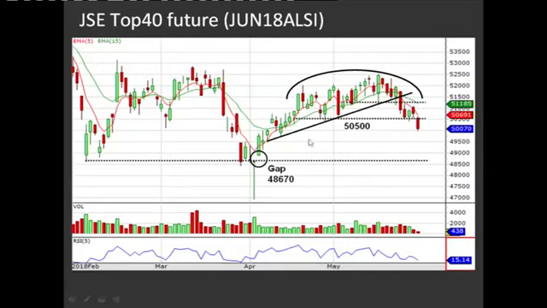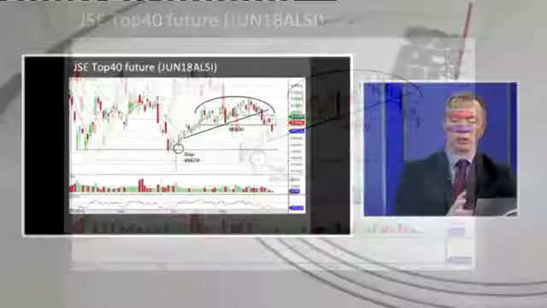Now, on this chart, there's a gap going back to the beginning of April at 48,670. I've highlighted it over there. If this market were to remain weak, it's a possibility that we could actually see this top 40 future trading down towards that gap at some stage. So I think we need to keep an eye. But basically, and generally speaking, I don't think this chart looks all that great.